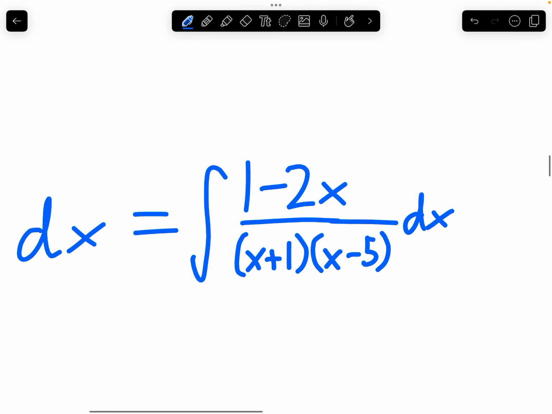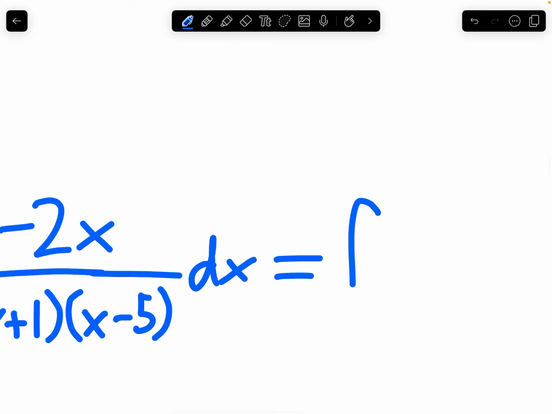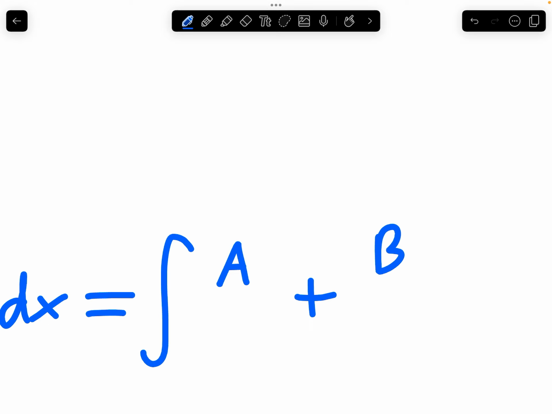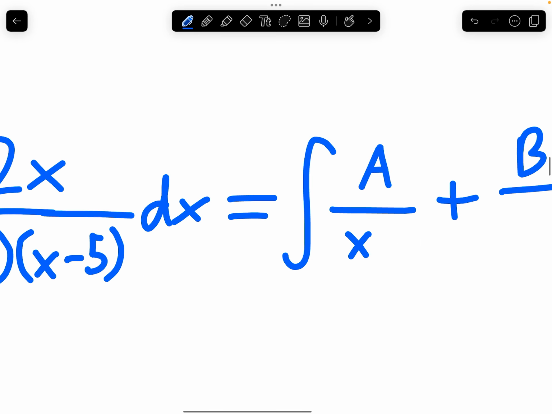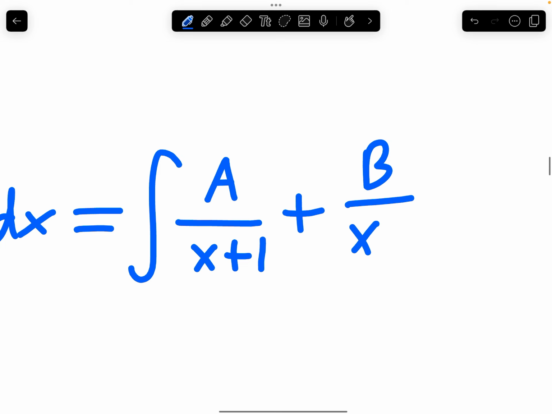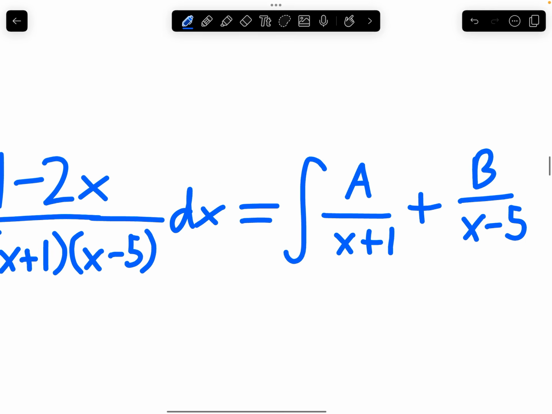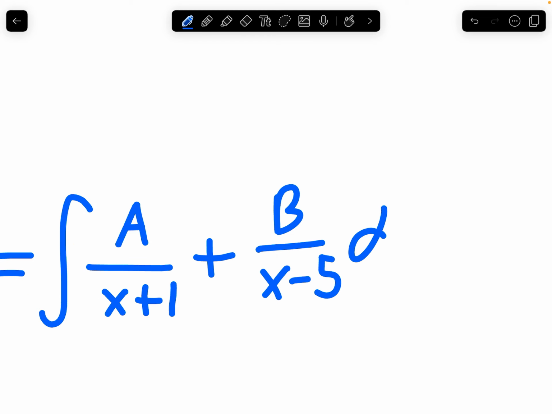All right, so now we've simplified that. Now I'm just going to write this out first, and then I'm going to explain it in a bit. I feel like that's the best way to do this. Here, A and B both refer to constants, and I'll explain what those constants mean in a second. This is where the decomposing initially occurs. You can see I split the problem into two. One side has x plus 1 as the denominator, the other has x minus 5. A and B, like I said, are both constants.